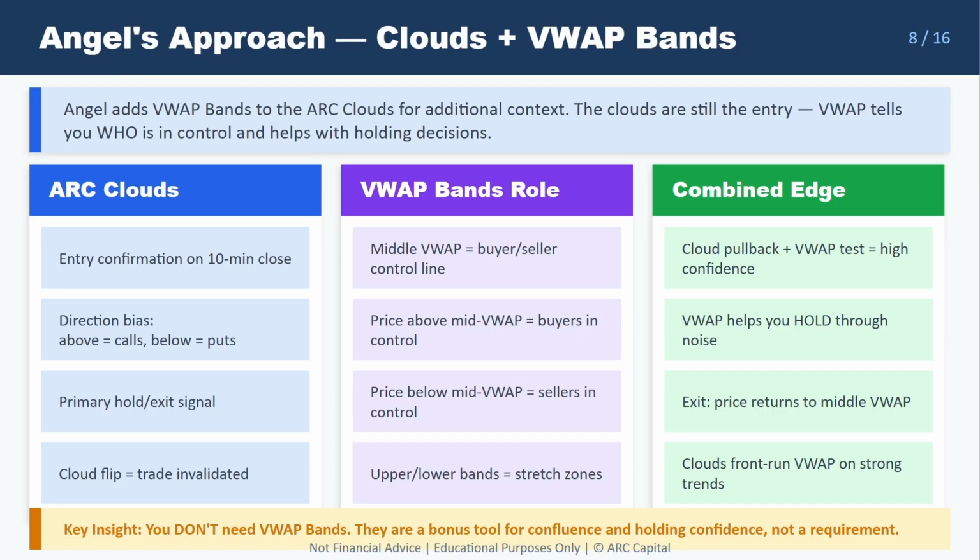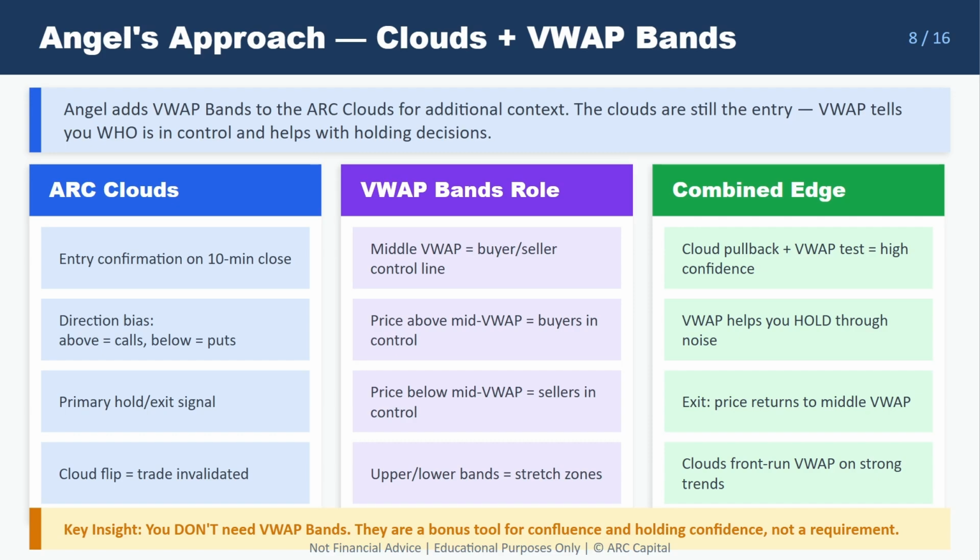This is your primary hold/exit signal, right? The clouds are the primary indicator in our system, guys. So cloud flips equals trade invalidated. So the VWAP band roll is the middle VWAP band, my blue band, equals buyer/seller's control line.